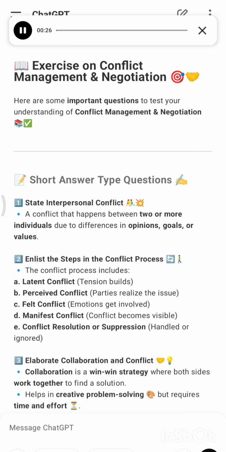2. Enlist the steps in the conflict process. The conflict process includes: A. Latent conflict, tension builds. B. Perceived conflict, parties realize the issue. C. Felt conflict, emotions get involved. D. Manifest conflict, conflict becomes visible. E. Conflict resolution or suppression, handled or ignored.